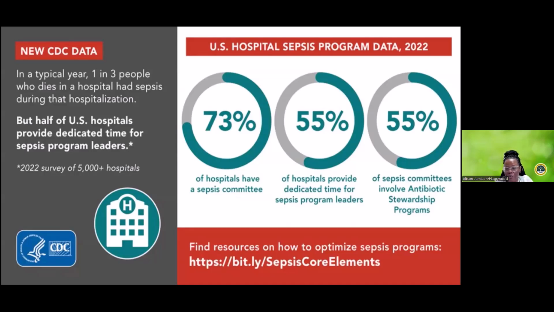And as you see here on the right, the program data: 73% of hospitals have a sepsis committee. 55% of hospitals provide dedicated time for sepsis program leaders. And then 55% of sepsis committees involve antibiotic stewardship programs, which is good because antibiotic stewardship is definitely important when looking at sepsis because you're administering these antibiotics.